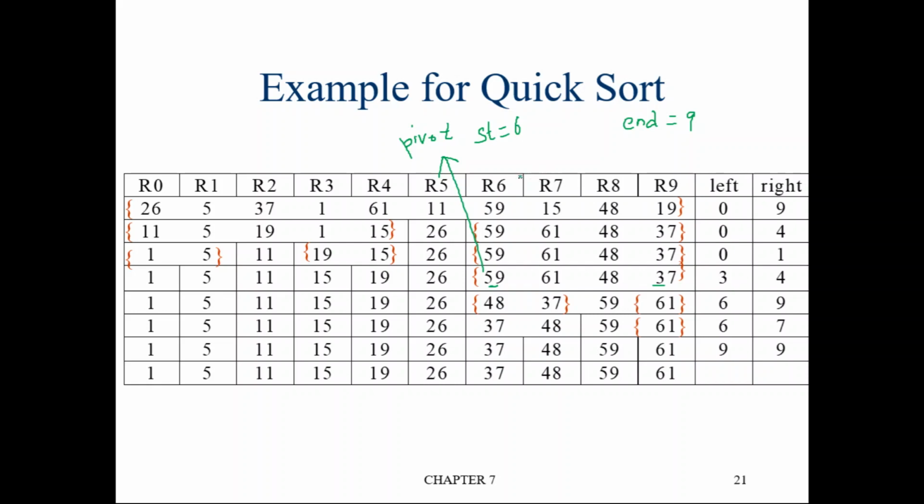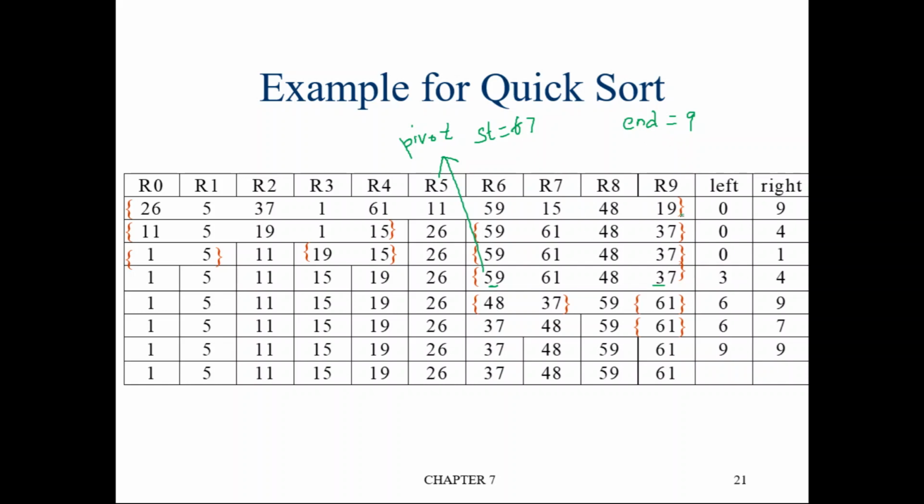Again, start the process. The element at start location, is it less than or equal to pivot? Yes, the element at start location is 59. It's equal to pivot element, which is 59. So increment start. Start will become 7. Now the element at start location is 61. Is it less than or equal to pivot element? No, 61 is greater than pivot element, which is 59. So stop. So start is 7.